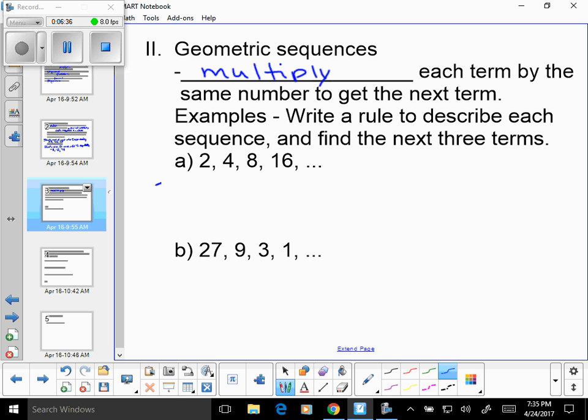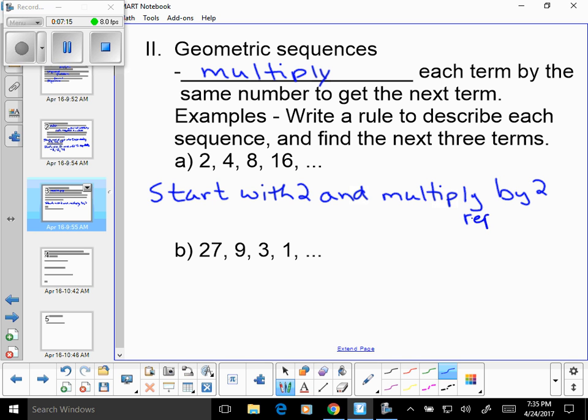Let's look at example A. Just as with arithmetic, I'm going to start with 2. And then I'm going to have to multiply since it's geometric. Now I need to look at my numbers, my terms. 2, 4, 8, 16. What do I multiply 2 by in order to get 4? Can I multiply 4 by that same number to get 8? It should be pretty apparent that you multiply by 2. 2 times 2 is 4. 4 times 2 is 8. 8 times 2 is 16. So we multiply by 2.